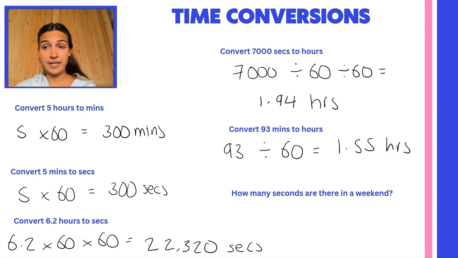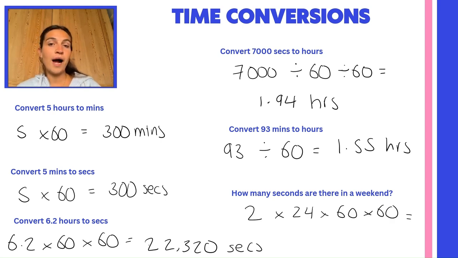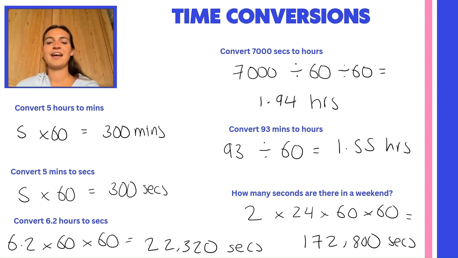How many seconds are there in a weekend? So, slightly trickier question now. I first need to think about how many days are in a weekend. 2 days in a weekend. Why? Because I'm trying to work out how many hours there are in a weekend first. So there are 2 days and there are 24 hours in each day. So 2 times 24, that's my number of hours. Then to get to minutes, times 60, and to seconds, times 60 again. 172,800 seconds in a weekend.